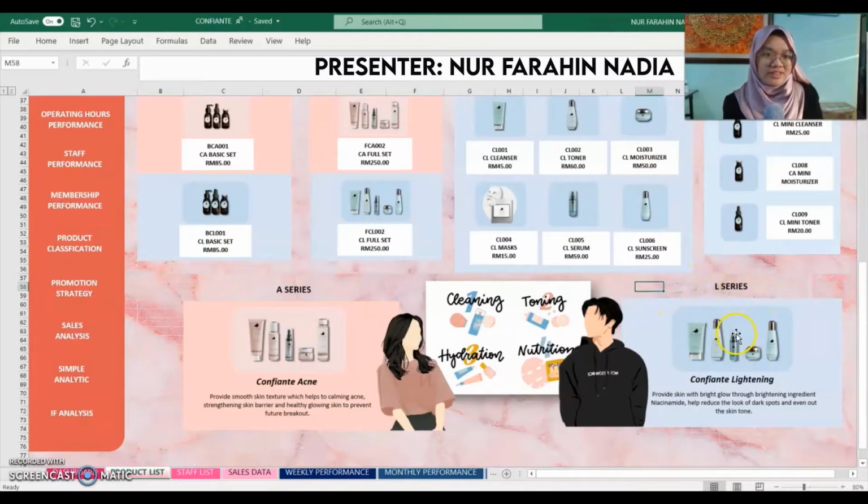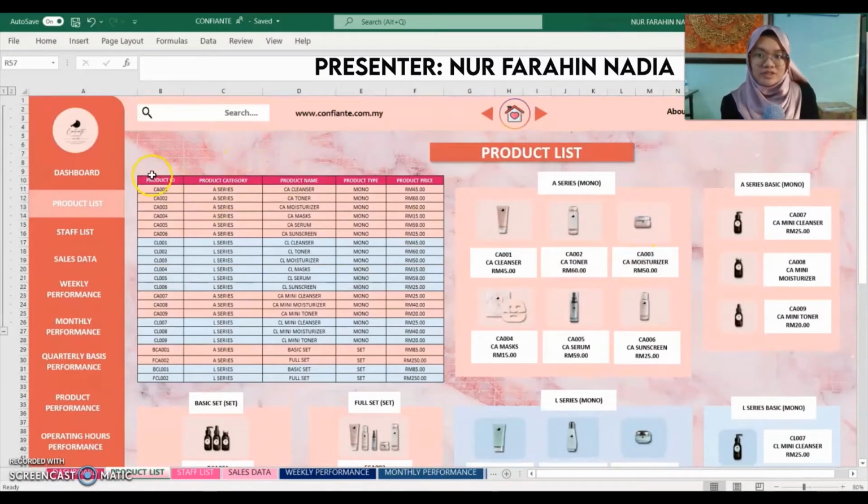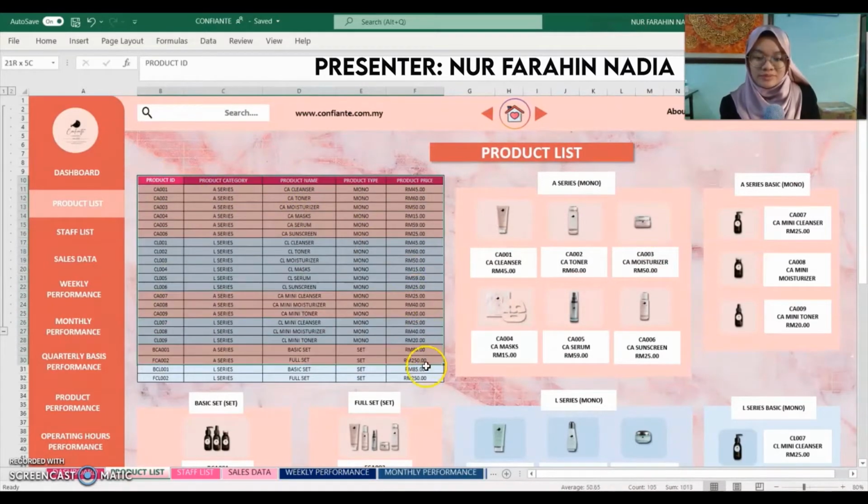Meanwhile, L series stands for Confiante Lightening. It provides skin with a bright glowing effect through brightening ingredients that we include in our product such as niacinamide, which then helps to reduce the look of dark spots on the face and also can help to even out the skin tone.